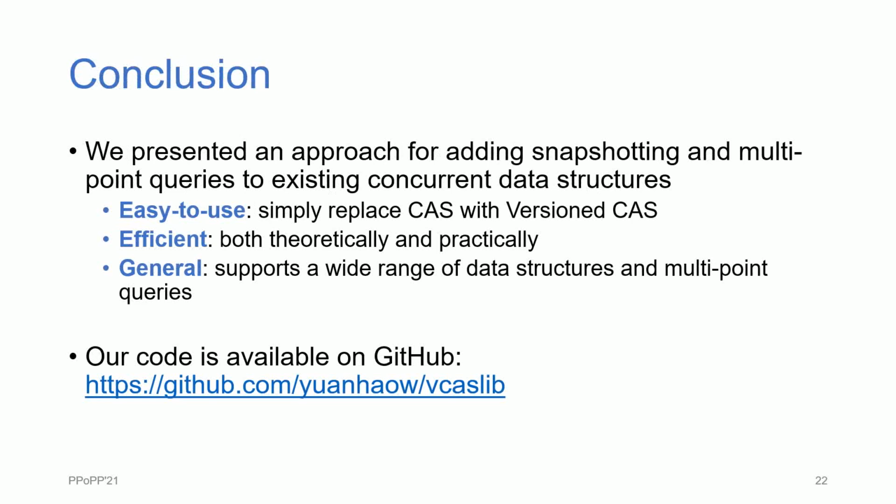So in summary, we show how to use version CAS objects to make concurrent data structures snapshotable. These snapshots can then be used to support arbitrary multi-point queries. The benefit of our approach is that it is easy to apply and efficient both theoretically and practically. It is also general in the sense that it applies to a large class of data structures and supports a wide range of multi-point queries.